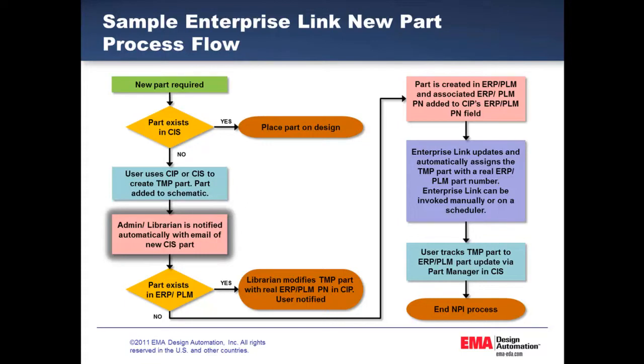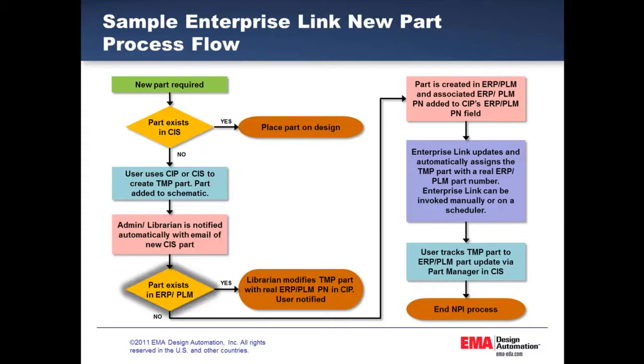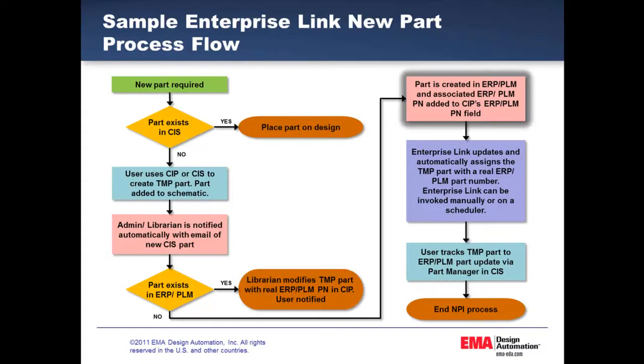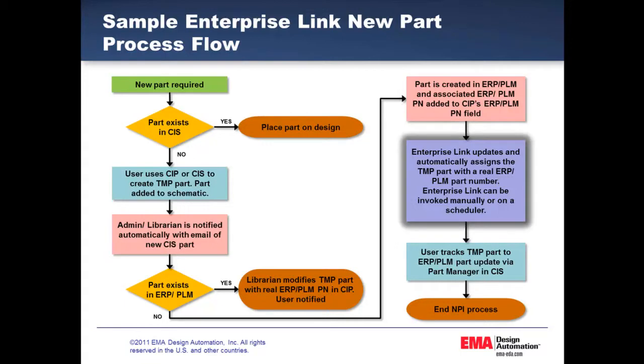The admin or ECAD librarian is notified automatically with email of a new CIS part. If the part exists in the corporate system, then the librarian modifies the temporary part with the real corporate part number in CIP, and the user is notified. If not, the part is created in the corporate system, and the associated corporate part number is added to CIP's corporate part number field. The Enterprise Link updates and automatically assigns the temporary part with a real corporate part number.